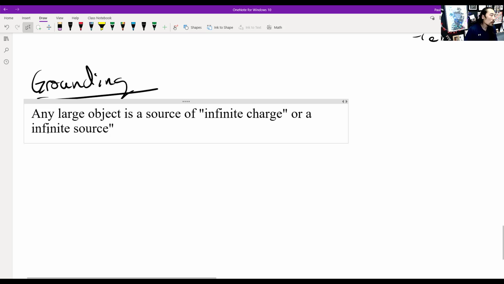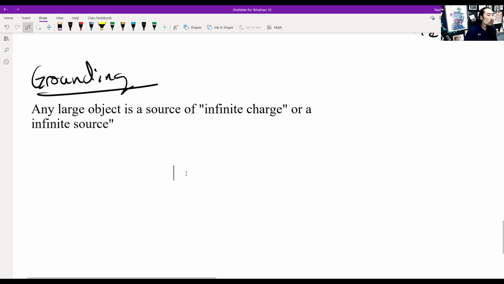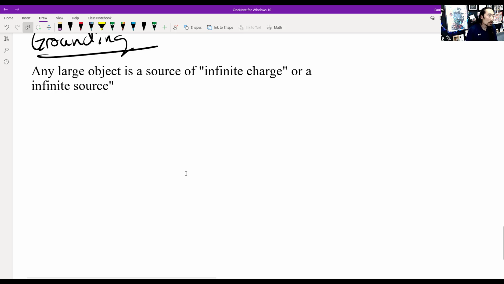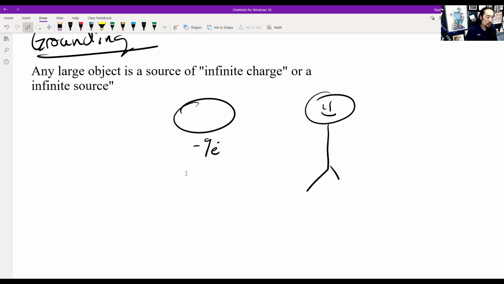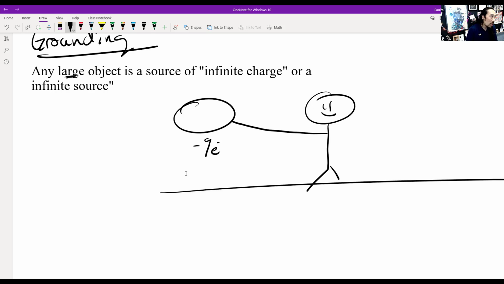What this means is that we can assume that the Earth or any large object to be as neutral as possible. So let's say we have a charged object or a charged sock. We have negative 9e. We have this charged sock as negative 9e, and then we have you. So if I were to draw a stick figure, if you were to touch this charged object, because you are a large object, and not only that, but you are actually touching the Earth itself, what will happen is this Earth is an infinitely grounded or infinitely neutral sink.